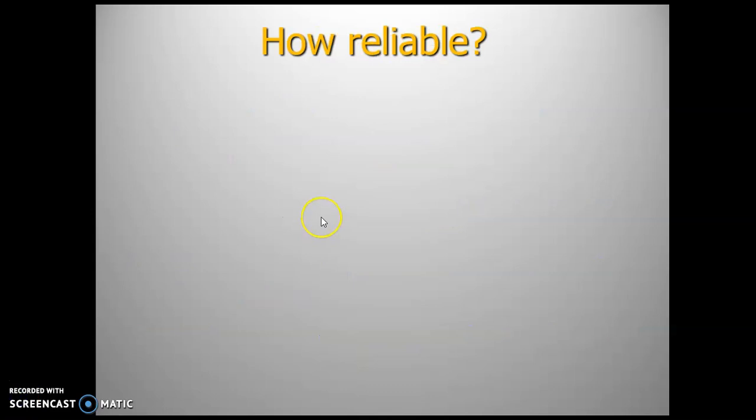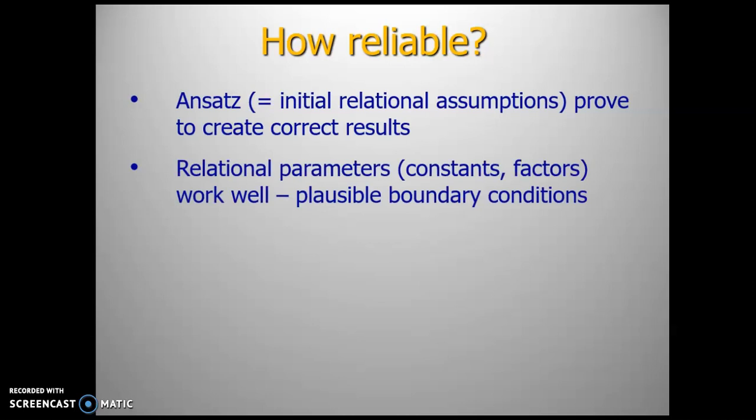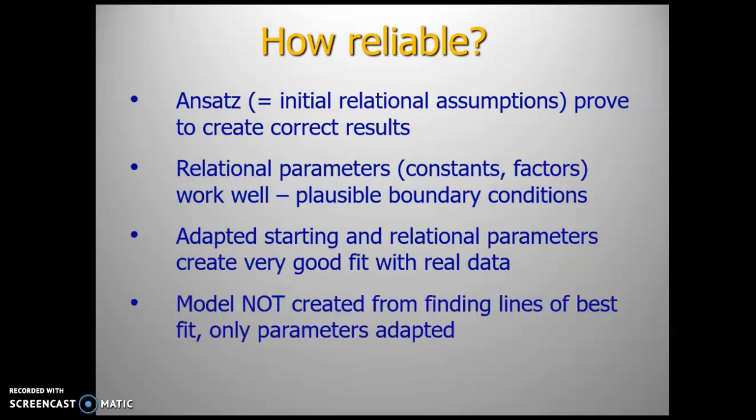Now, how reliable is the model? I think the ansatz, which means the initial relational assumptions, proved to create correct results. The relational parameters, so the constraining factors that I use, work well within plausible boundary conditions, so sort of minimum and maximum values that make sense. The adapted starting relational parameters create a very good fit with the real data.